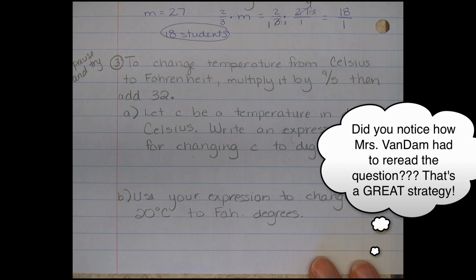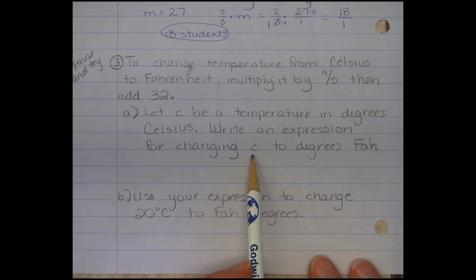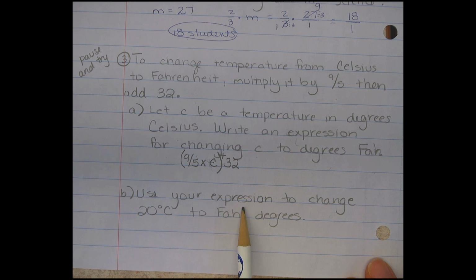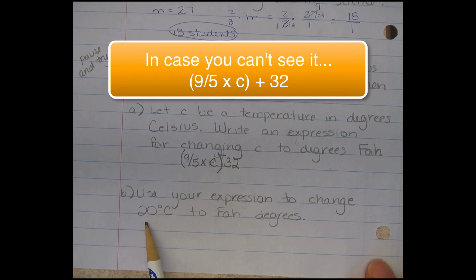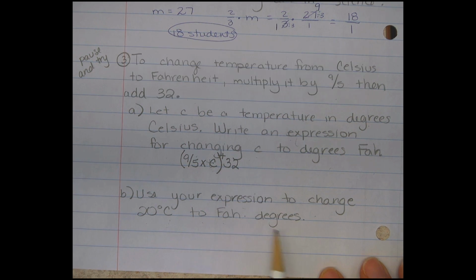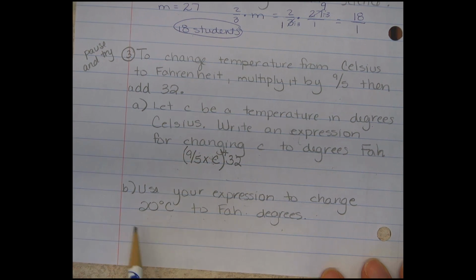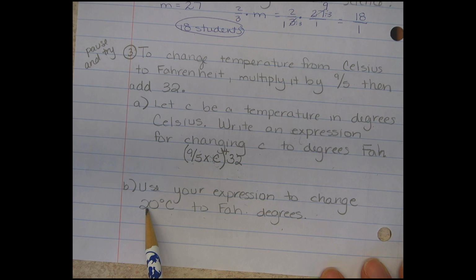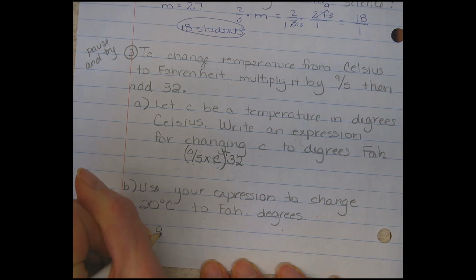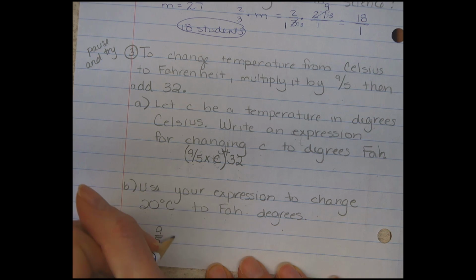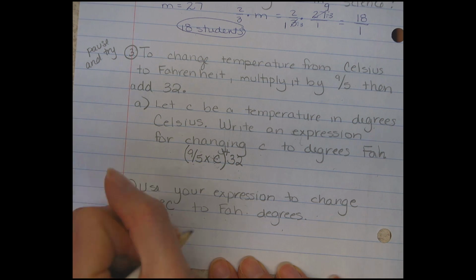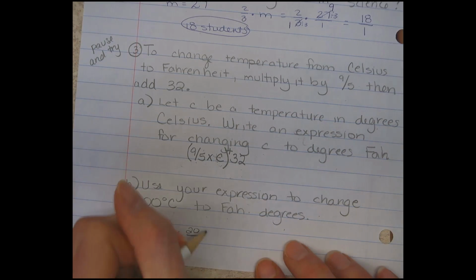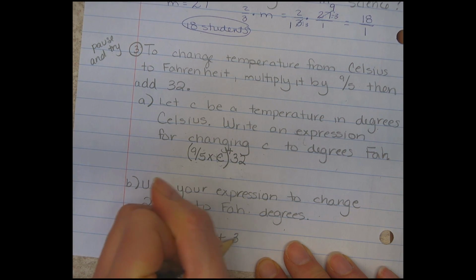Then use your expression to change 20 degrees Celsius to Fahrenheit degrees. So if you didn't get this first part correct, you can still pause and try it now that you see the correct expression here. Now you would just replace the C, Celsius, with 20. So we would then look at 9/5 times Celsius, 20, or we can do 20 over 1. And then we're going to add 32.